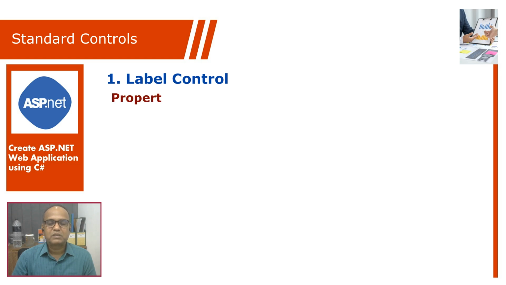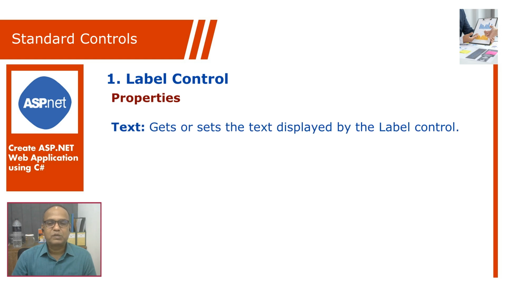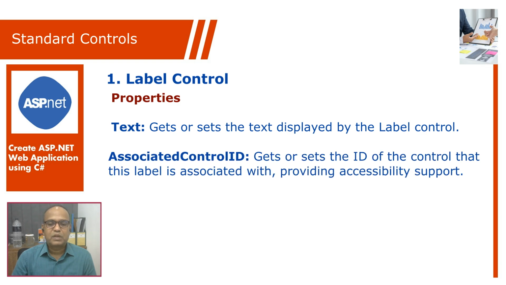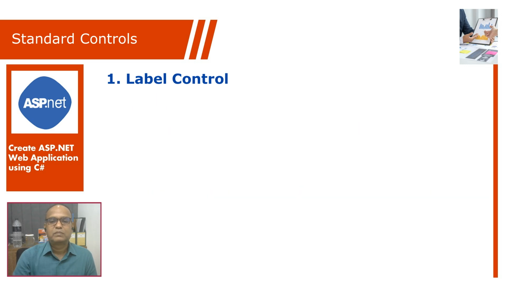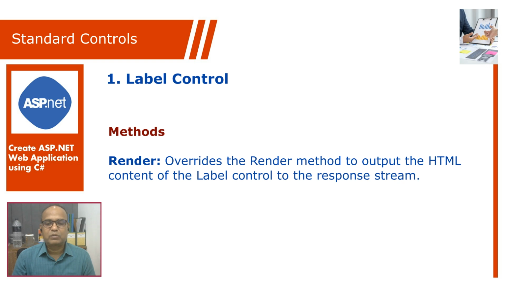Properties. Text gets or sets the text display by the label control. Associated control ID gets or sets the ID of the control that this label is associated with, providing accessibility support. Visible gets or sets a value indicating whether the control is rendered on the page. Methods. Render overrides the render method to output the HTML content of the label control to the response stream. Events.